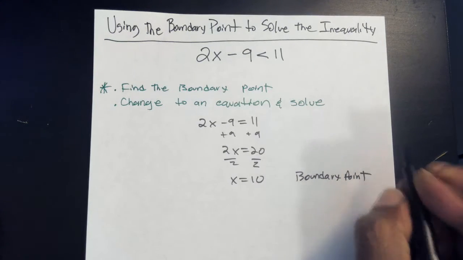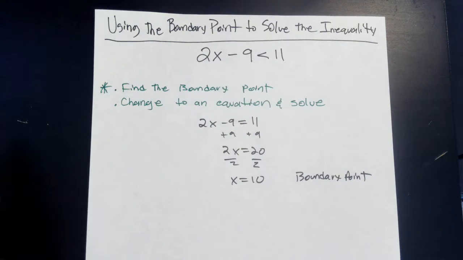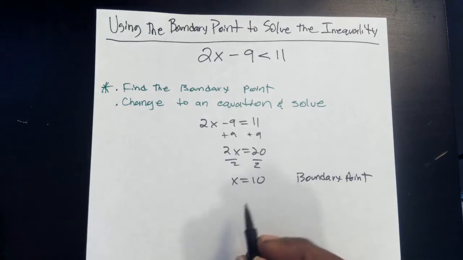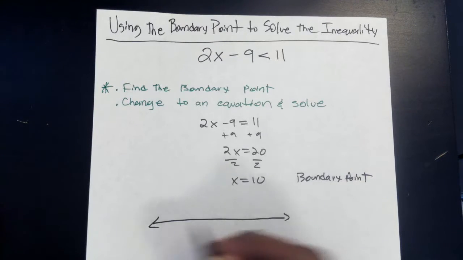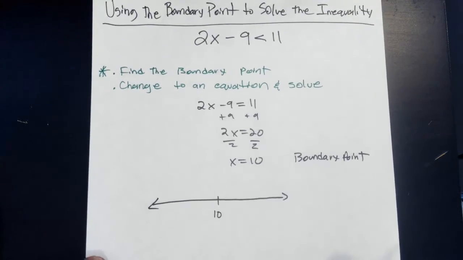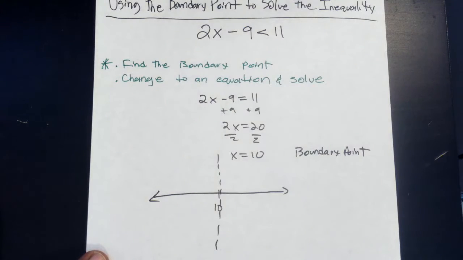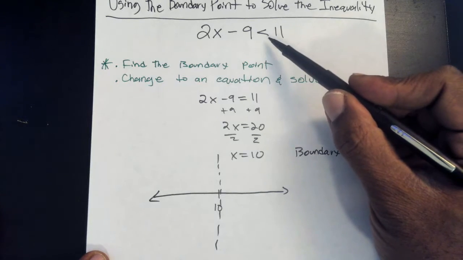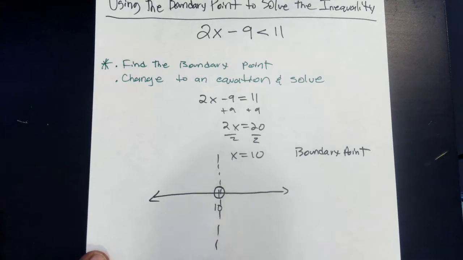So here's your boundary point. What you want to do is take this boundary point and place it on a number line. Let's say that right here is 10. This boundary point is going to create two different regions on our number line: values that are less than 10, and values that are greater than 10. Now, our inequality is less than. It does not have an equal to component, so our boundary point is going to be an open point.